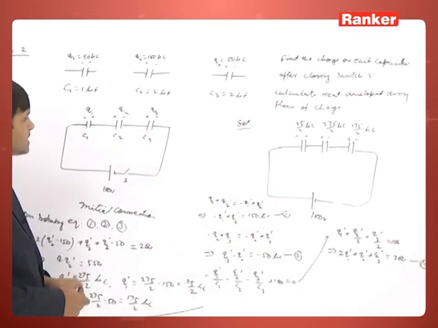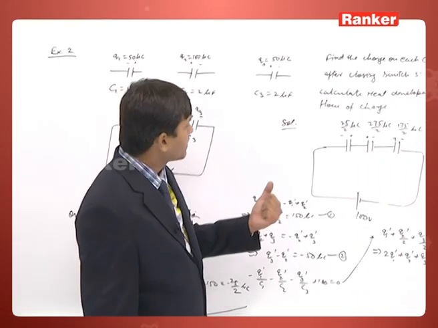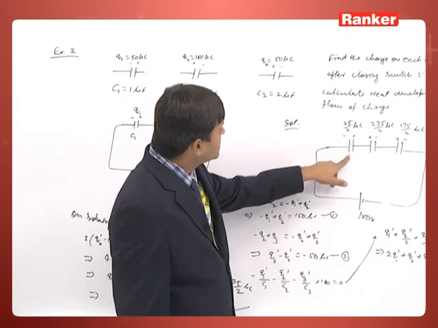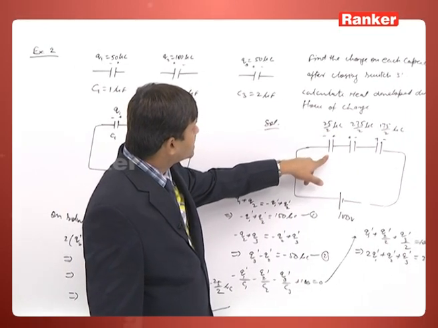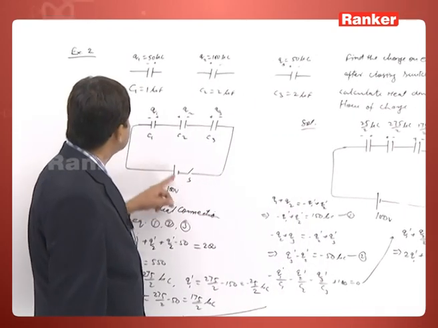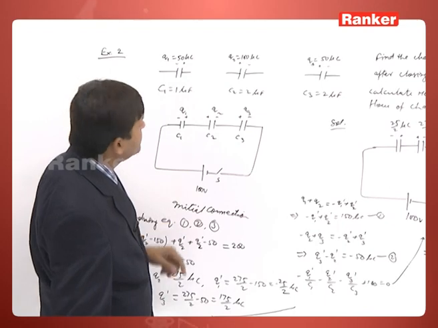So how to know whether energy has been supplied by the cell or absorbed by the cell? See here in this plate. In this plate, the final charge here is minus 25 by 2, and what is the initial charge here on this plate? Minus Q1. It means that was 50.